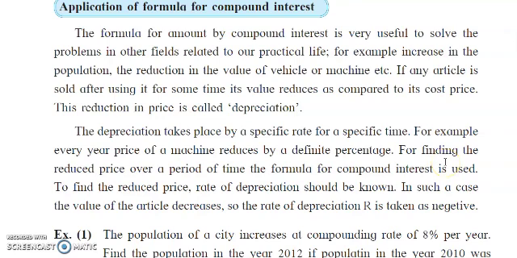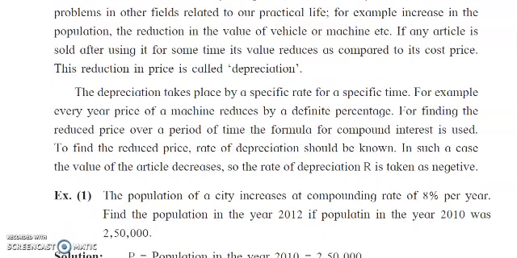So if you want to find out the compound interest using the formula for the particular period of time, then you can find it. To find the reduced price, the rate of depreciation should be known, means by how much percent the price is reduced, that you should know. In such a case, the value of the article decreases, so the rate of depreciation R is taken as negative, because here we are not increasing, but we are decreasing the value or the price.